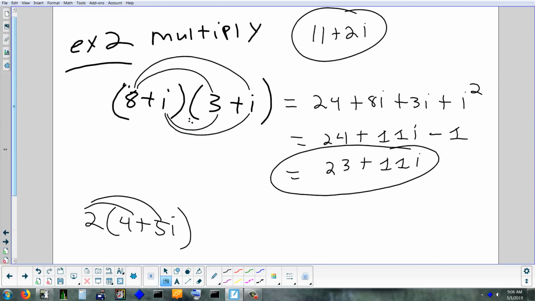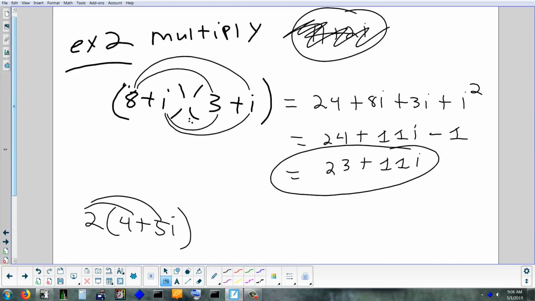They added it. There's no addition sign there. If I put an addition sign in there, then yeah, that's the answer. 8 plus 3 is 11. I plus I is 2i. But when there's no addition sign, that's not addition at all. That's multiplication. So you got to FOIL. Okay, so don't make that mistake.